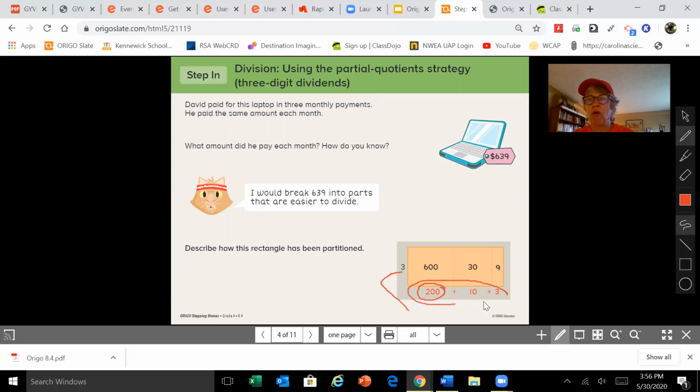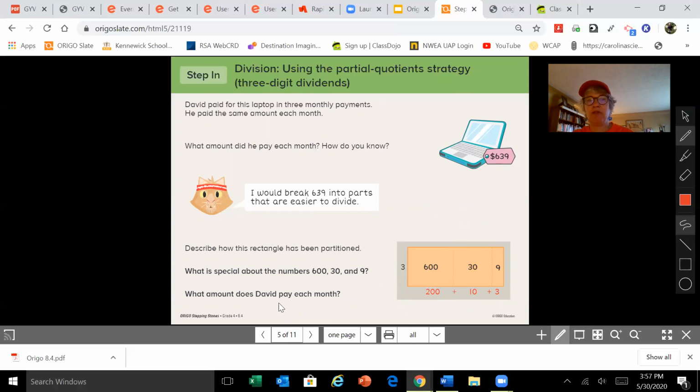If we add all of these numbers together, we'd have 200 plus 10, and that's the tens place, and then 3. So what this means is that 639 divided by 3 equals 213, or 213 times 3 equals 639. And how much does David pay each month? I think we come up with that is 213.